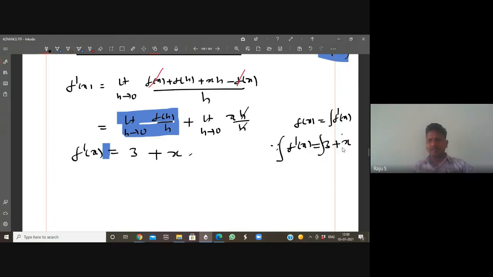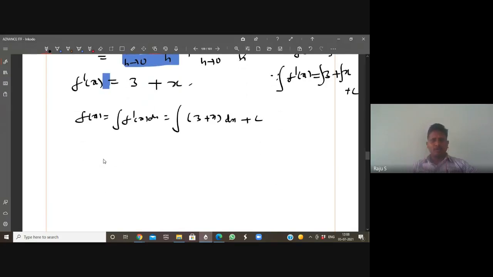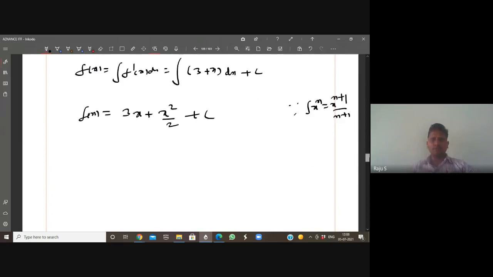When I integrate here, we must add one constant. f(x) is given by the integral of f'(x) dx, which is the integral of (3 + x) dx + c. So f(x) is equal to what, student? The 3 can be written as 3x, and x becomes x squared by 2, plus c, because the integral of x to the power n is x to the power n + 1 divided by n + 1. We'll derive the formulas also. This is the function.